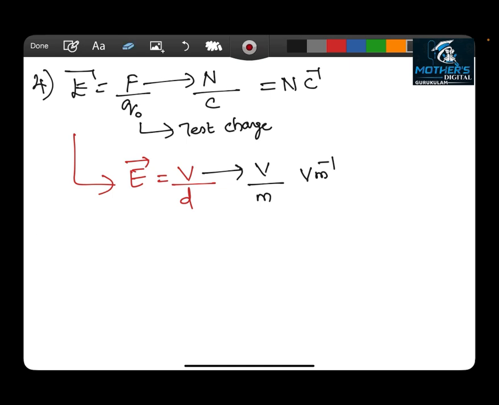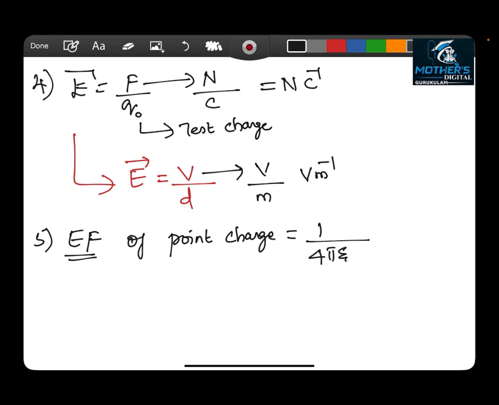The next formula, electric field, I'm just writing in short form as EF, electric field of a point charge. From the derivation we can write it as 1 by 4 pi epsilon naught Q by R square. Again the electric field unit is Newton per coulomb. This can also be written as K, small k, Q by R square.